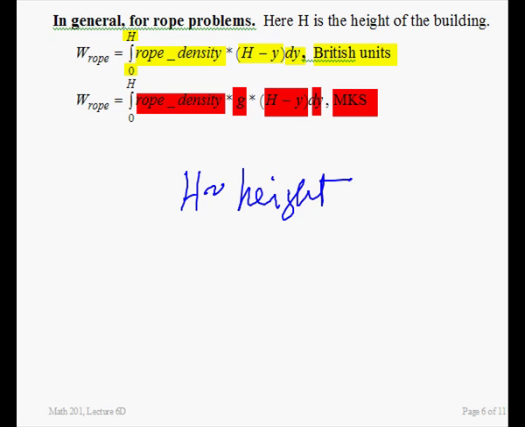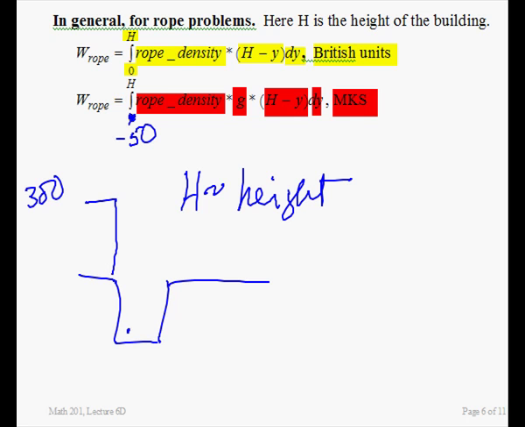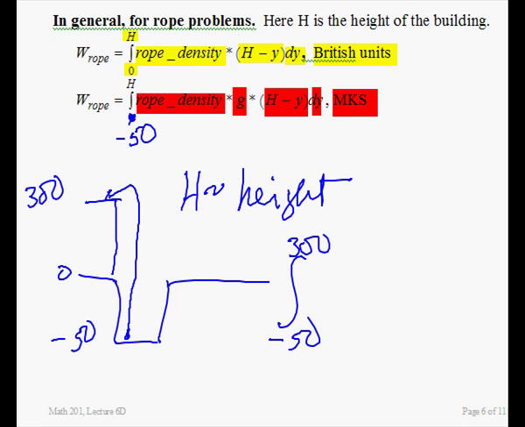What if you're hauling it out of a hole? If you're hauling it out of a hole, this might be like saying -50 if it's 50 meters down into a hole. Here's my example. There's the ground. I have a rope here, and let's say the height of the building is 300 feet or some platform, and you want to haul it all the way up to here. Now you're going to integrate. This is 0. This is -50. So now you'll be integrating from -50 to 300.